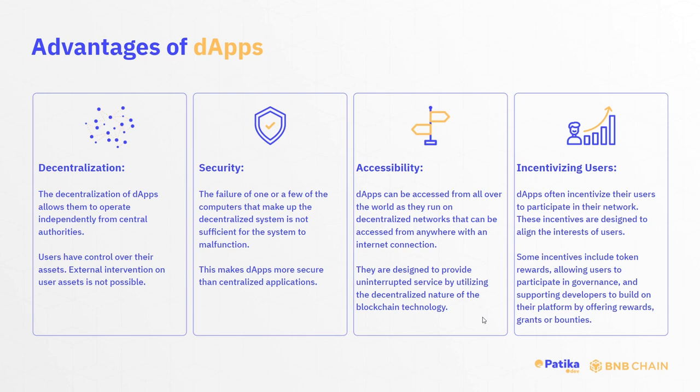Incentivizing users. The apps often incentivize their users to participate in their network. These incentives are designed to align the interests of users. Some incentives include token rewards, allowing users to participate in governance, and supporting developers to build on their platform by offering rewards, grants, or bounties. So instead of having a single authority, everyone is invited to build on the system.